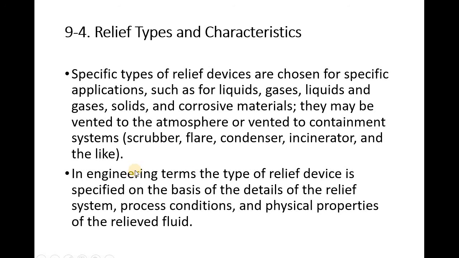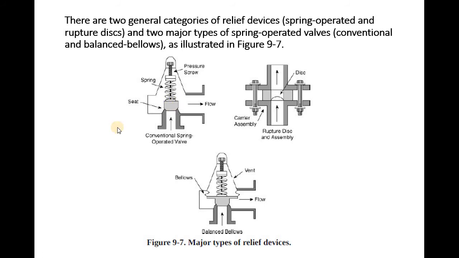type and characteristics. So in engineering terms, the type of relief device is specified on the basis of the details of the relief systems. So it's not only one part, it's a whole system that we are talking about, and the conditions, temperature, pressure, and the physical properties of the fluid. Is it a gas or a liquid? So now we just transferred all what we want to say here into terminologies. What are these terminologies? Relief system, process conditions, temperature, pressure, and so on, properties of the fluid, the relieved fluid, of course.